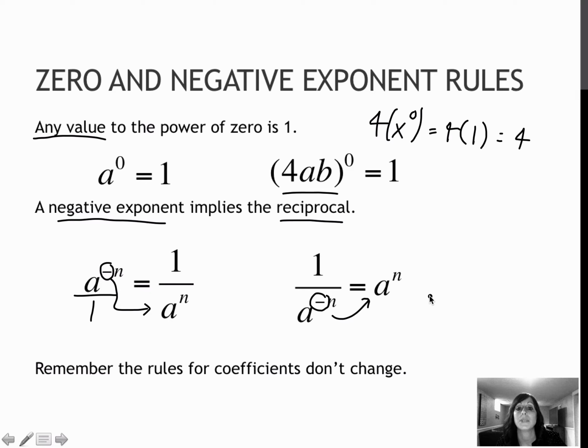Please do not mistake a negative a to the n as the same as this. This would just be negative a to the n. There's nothing I can do with that. The negative is not on the exponent, so be very careful that you don't confuse your negatives.